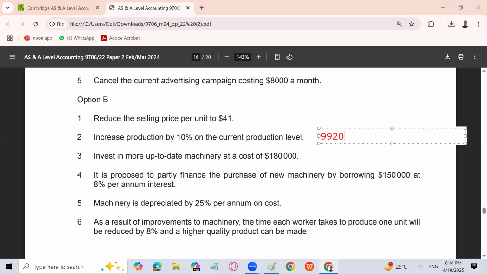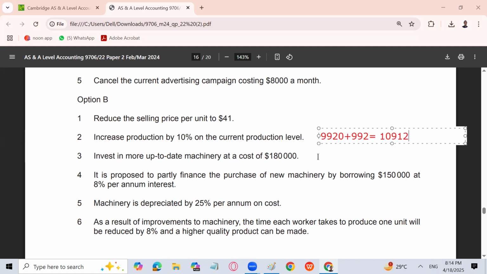9920 was the current production level, and that has now increased by 10%. So plus 992 is equal to 10,912. Okay. Invest in more up-to-date machinery at a cost of 1,80,000.